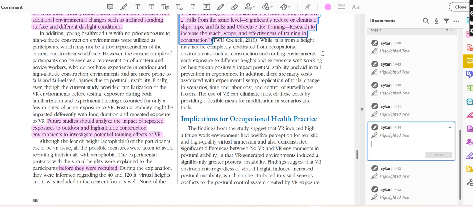In addition, there are many costs associated with experimental setup, replication of trials, change in scenarios, time and labor cost, and control of surveillance factors. The use of VE can eliminate most of these costs by providing a flexible means for modification in scenarios and trials.